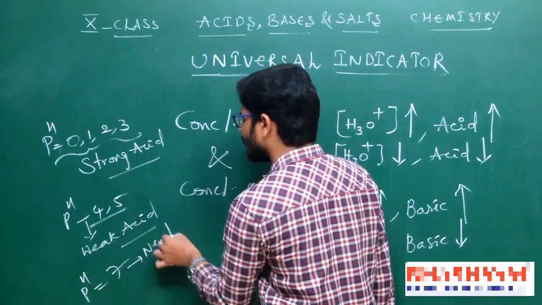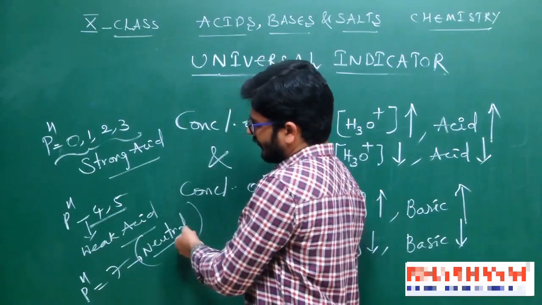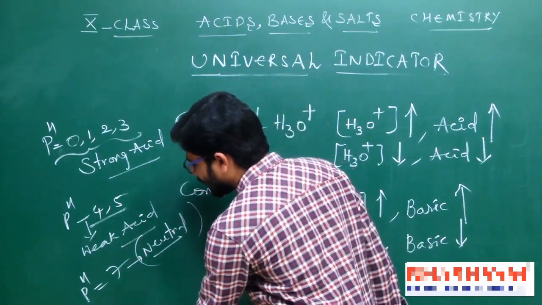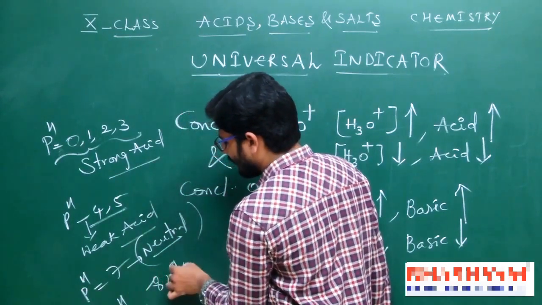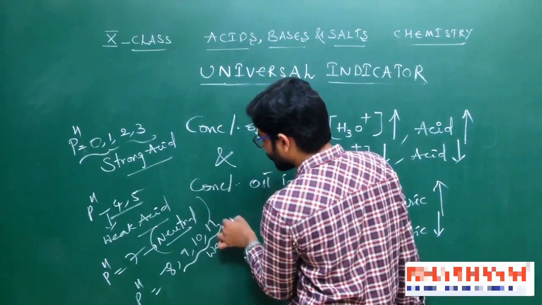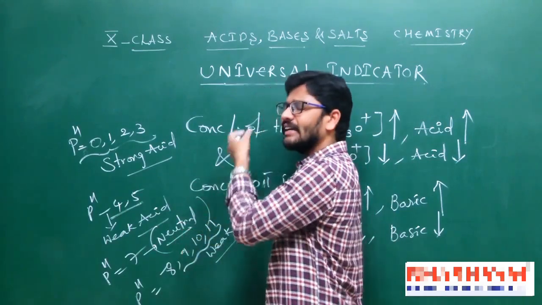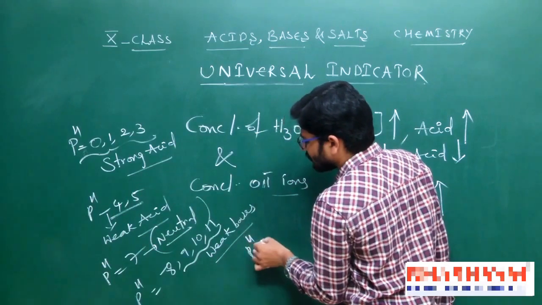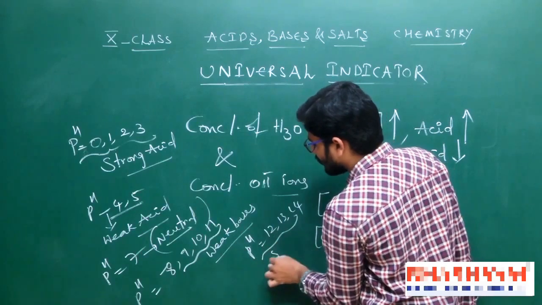If the substance shows exactly pH value 7, it is neutral. There is no acid character or basic character in the solution. It is neutral. Next, if the pH is 8, 9, 10, 11, these are called weak bases. If the substance shows pH values 8, 9, 10, 11, they are nothing but weak bases. If the substance shows pH values 12, 13, 14, those substances are called strong bases.